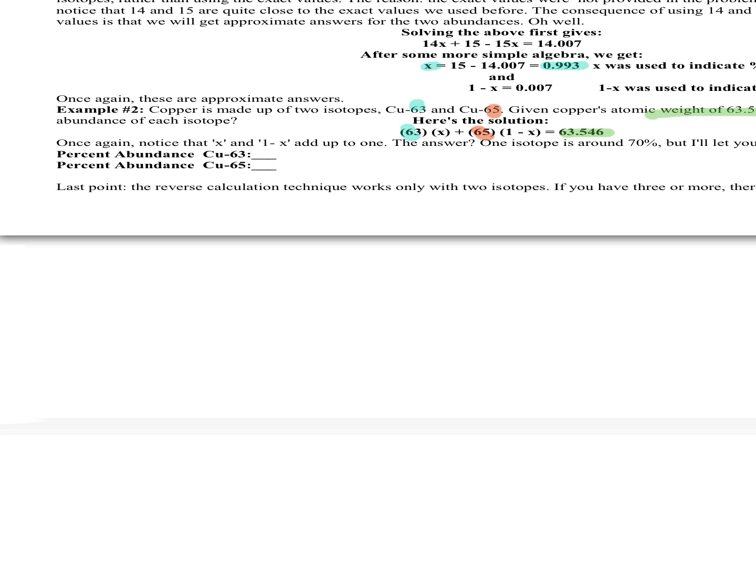So to solve for this, we distribute. We get 63x plus 65 minus 65x equals 63.546. Combine like terms, and you get 63x minus 65x. That gives me negative 2x plus 65 equals 63.546.